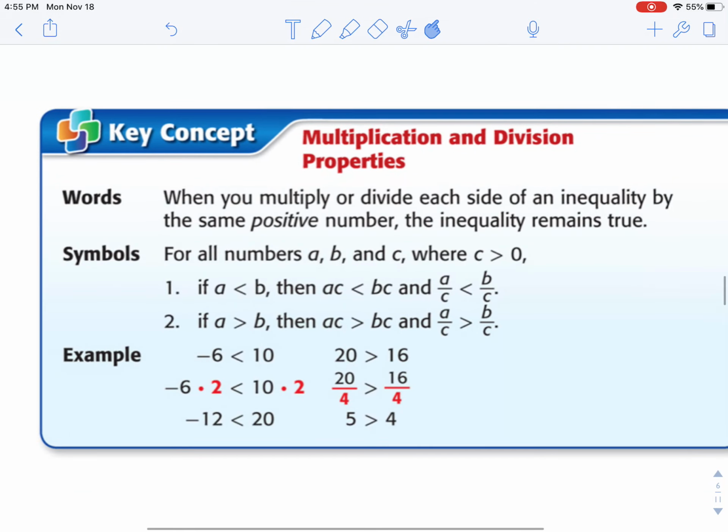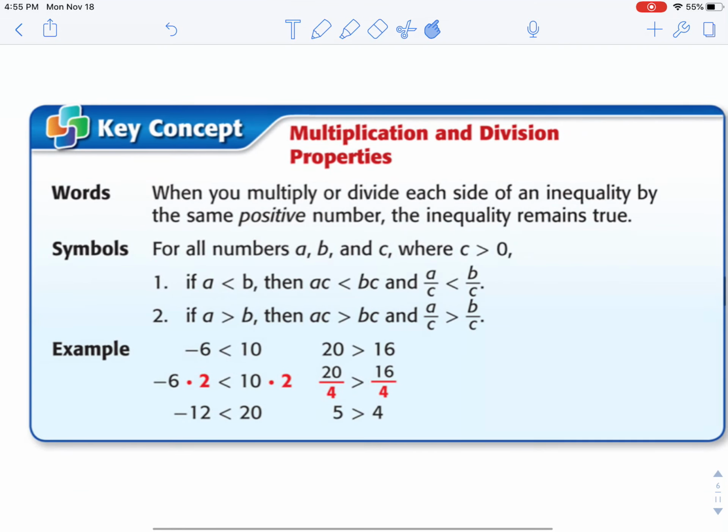Multiplication and division. When you multiply or divide each side of an inequality by the same positive number, the inequality remains true. So again, what this is saying is that if you multiply or divide by the same number on either side, as long as it's positive, it doesn't change the inequality. So I want you to write down the words and the examples.